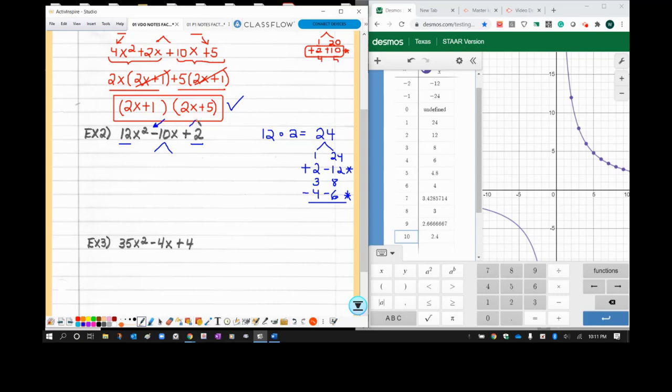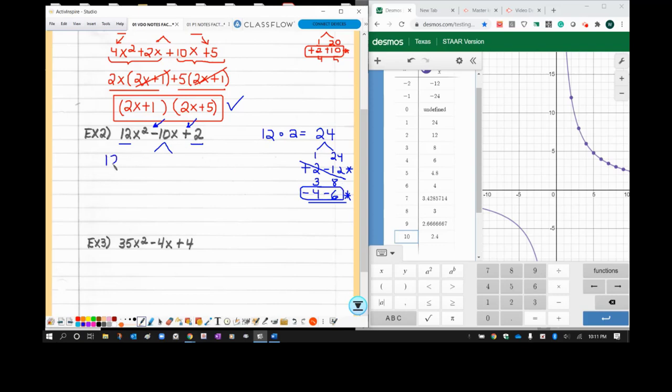Now, the final check is this last sign over here is positive. So let's see, negative times a positive gives me a negative, and I want a positive, so that's wrong. A negative times a negative gives me a positive, and that matches that positive there. So that means these are going to be my numbers.